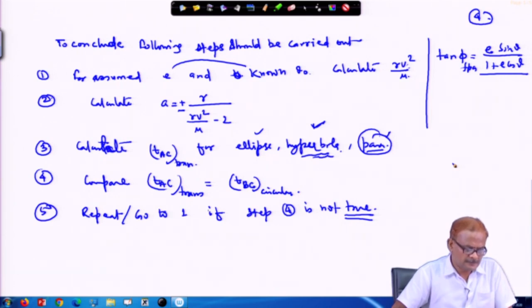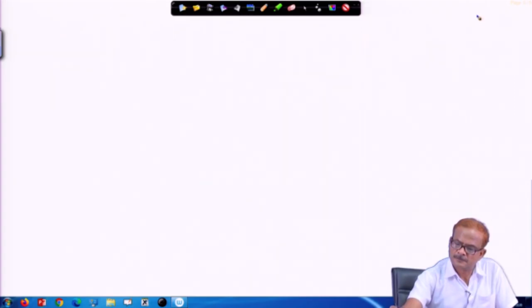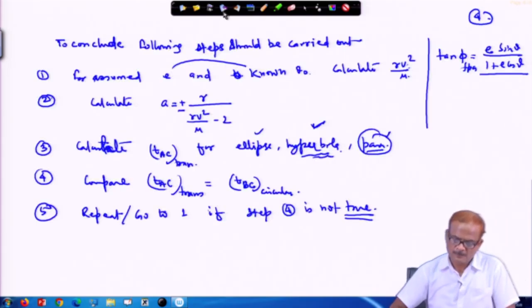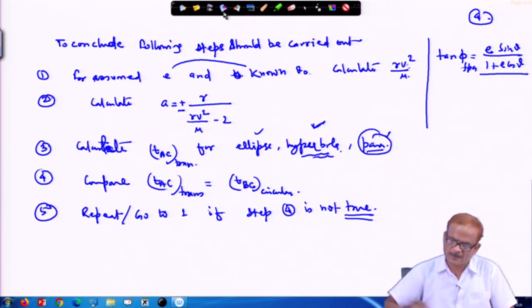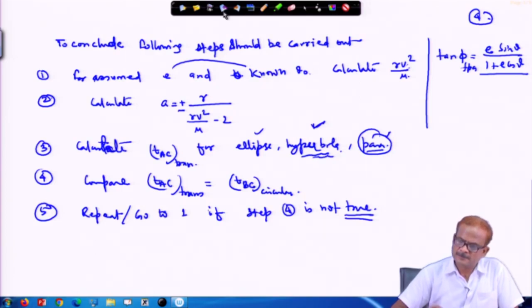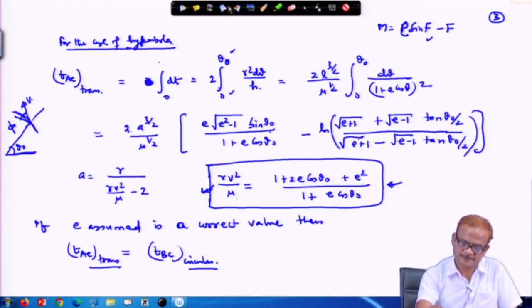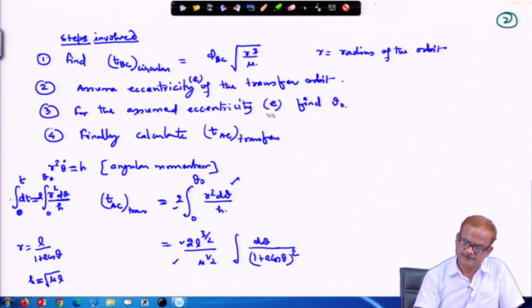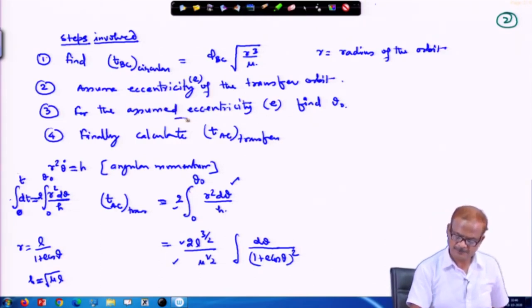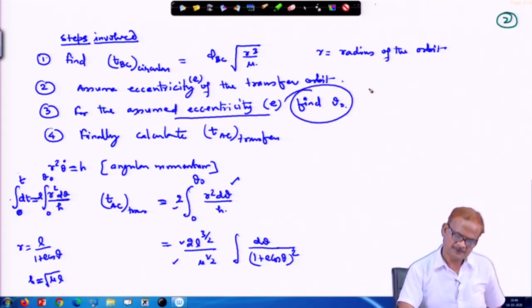Okay, so, once we are done with this, in this process what is important is that we have to assume E, and for the assumed E from there we can get known theta 0. Theta 0 is already calculated, let me check the steps what I have written here. Assume E, the assumed eccentricity. For the assumed eccentricity find theta 0, this step is not always required.